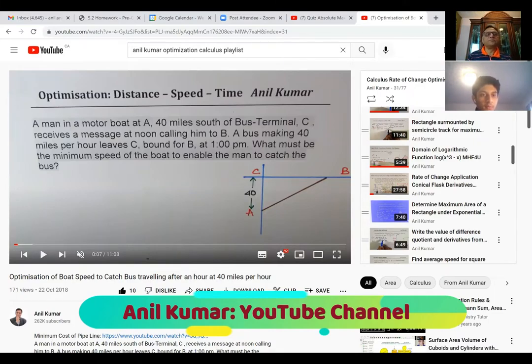A man in a motorboat at A, 40 miles south of bus terminal C, receives a message at noon calling him to point B. A bus making 40 miles per hour leaves point C, bound for point B, at 1 p.m. What must the minimum speed of the boat be to enable the man to catch the bus?